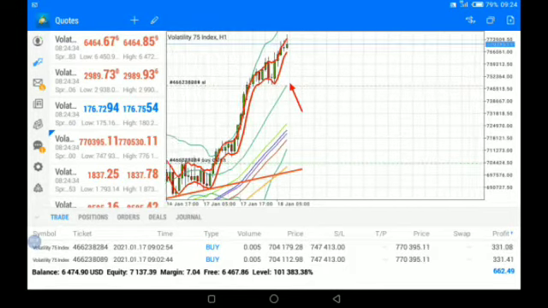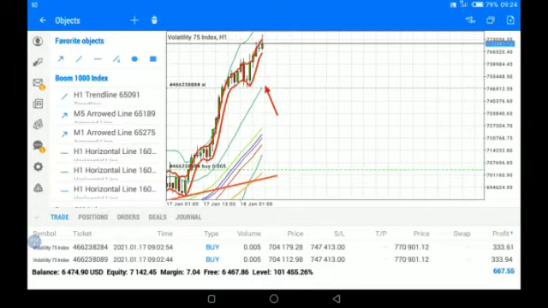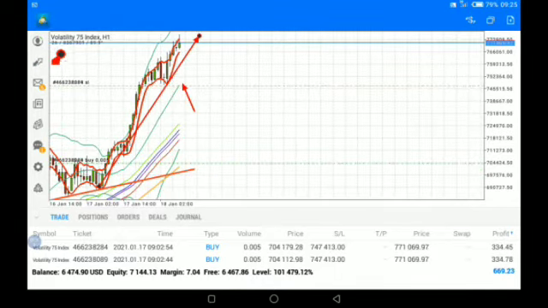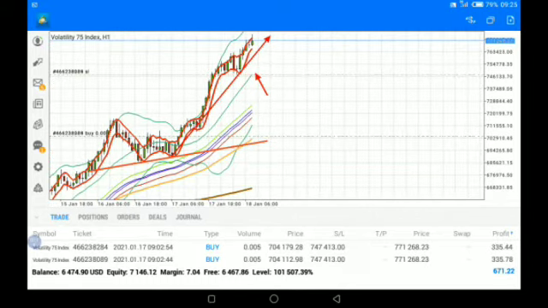I foresaw this move even before it happened. If you know from the beginning of this entry, when I talked about this entry, I said it was going to be a long buy, and I said I was leaving my TP open because it's going to buy for long. So you can see how much it has bought for. This is how we trade.